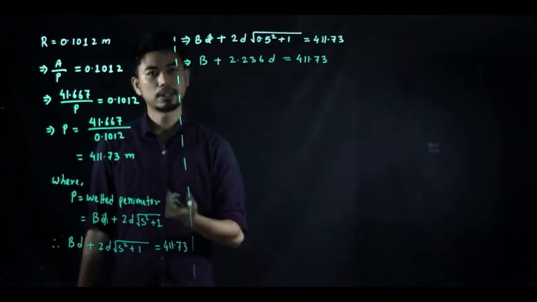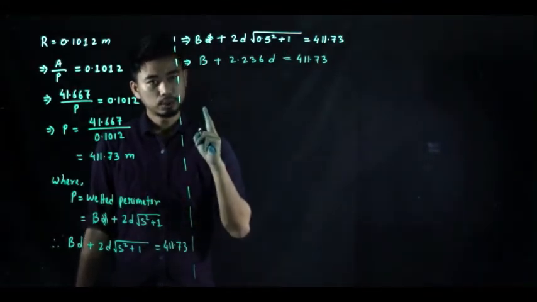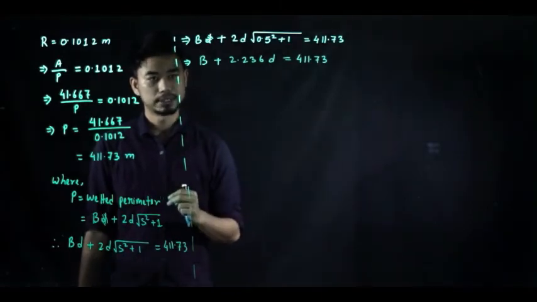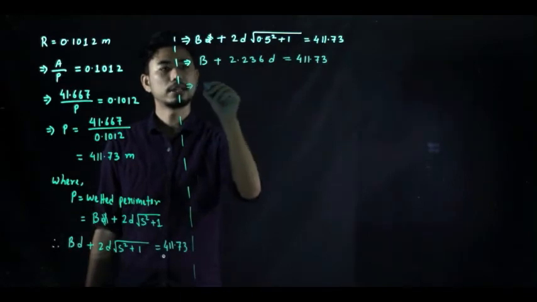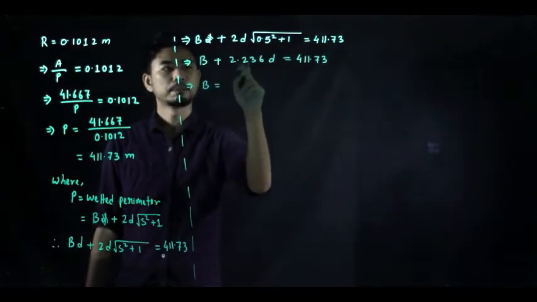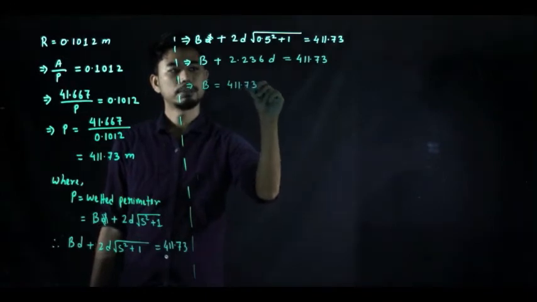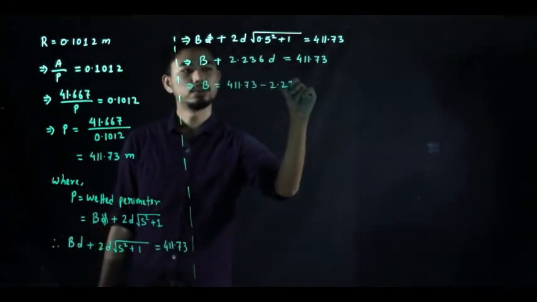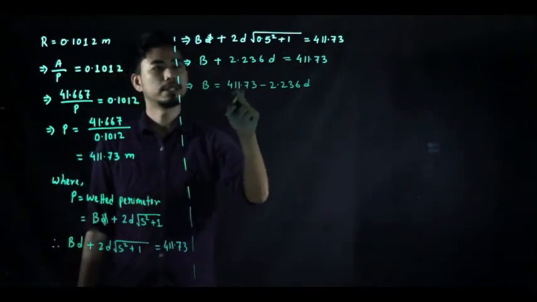So from here you can use any method. You can use the substitution method, elimination method, whatever method you would like to solve a linear equation in two variables. I will be using this method. So from here we can write that B is equal to how much? This will go to the other side. So 411.73 minus 2.236 D. So this will give us the B value.